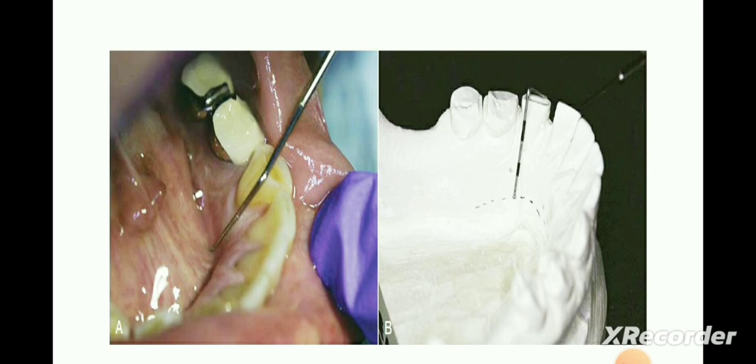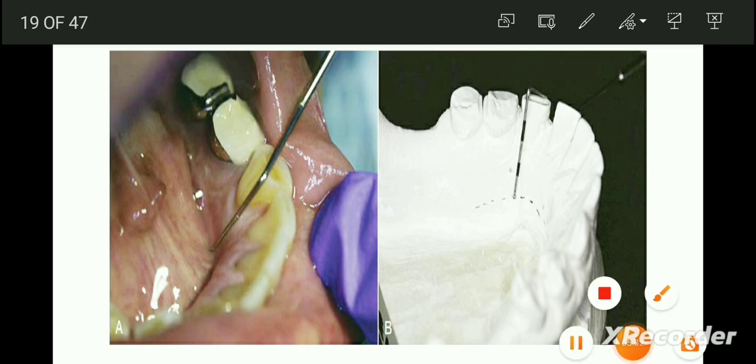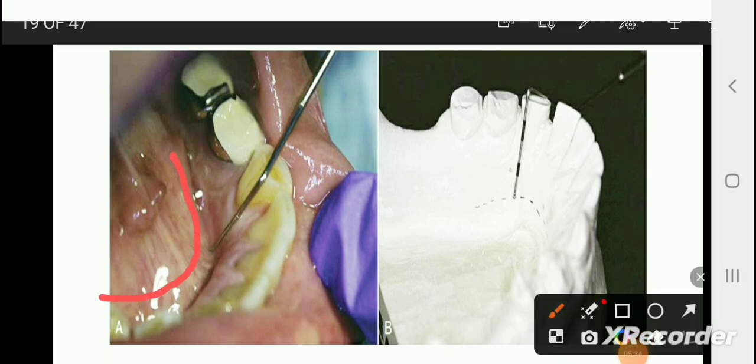This is the mandible. In the mandible, if we have to use the lingual bar as the mandibular major connector, there must be a minimum vertical space of 8 mm between the tissue of the floor of the mouth, this is the tissue of the floor of the mouth, and the gingival margin of the teeth. This distance should be 8 mm if we are using the lingual bar as a major connector.